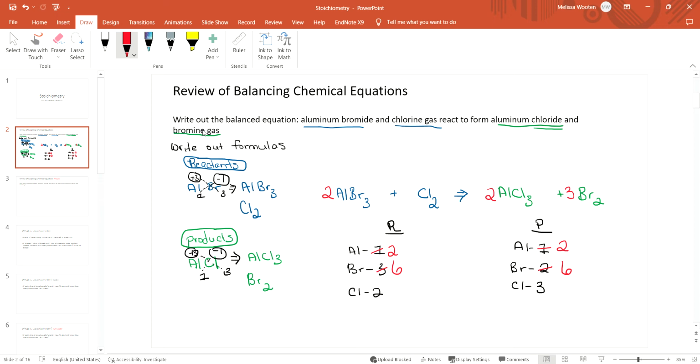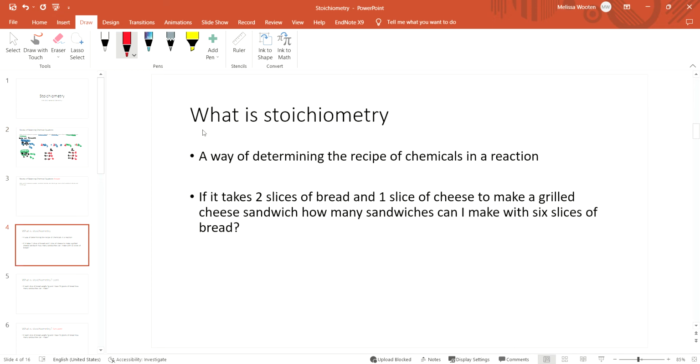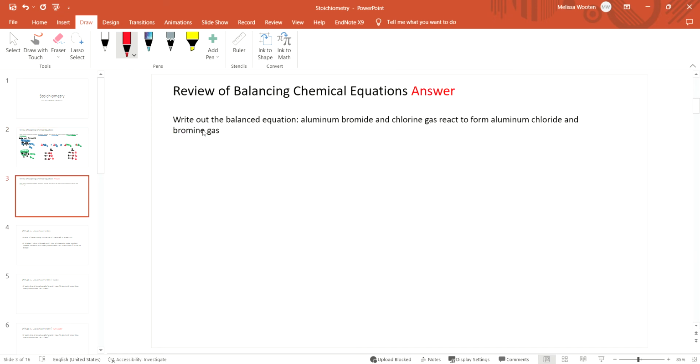Both of those match. But now I have 6 chlorine, right? And so I have to fix that over here. I have to make this 2 into a 6. I'm going to do that by putting a 3 here. And now I have a 6. So I have 2, 3, 2, and 3. And that is my balanced chemical equation. Okay. And so that'll be your answer.